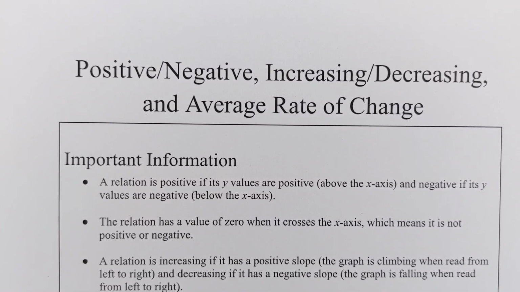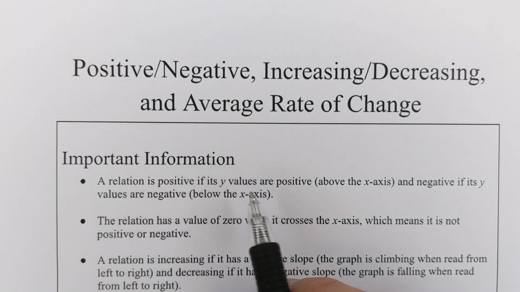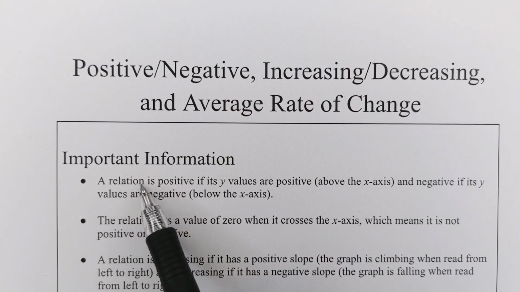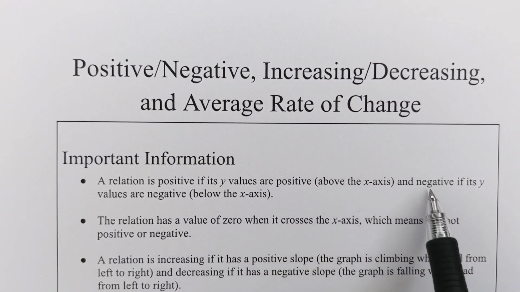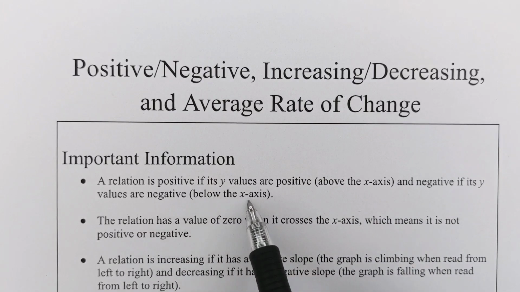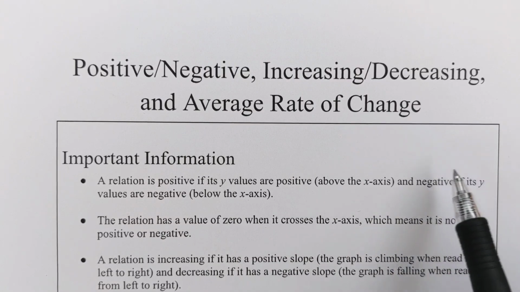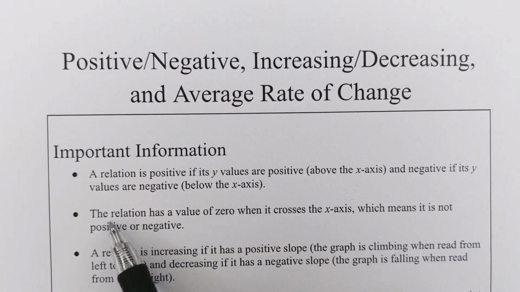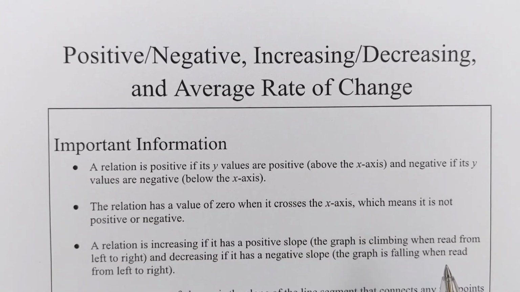All right, so here we got the notes for positive, negative, increasing, decreasing, and the average rate of change. So important information here. A relation is positive if its y values are positive, meaning above the x-axis, and negative if its y values are below the x-axis. So on the x-axis is not positive or negative. 0 does not have a sign. The relation has a value of 0 where it crosses, right down here, meaning it's not positive or negative.